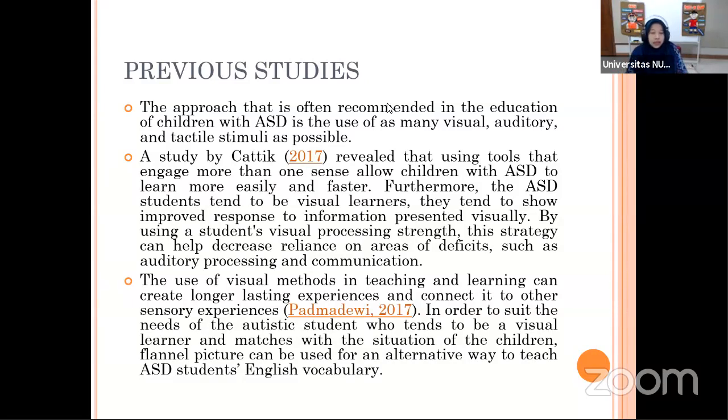That's why Flannel Picture here can be an alternative way for them to teach English vocabulary. By using a student's visual processing strength, this strategy can help decrease reliance on areas of deficits, such as auditory processing and communication. And the use of visual methods in teaching and learning can create longer lasting experiences and connect it to other sensory experiences.